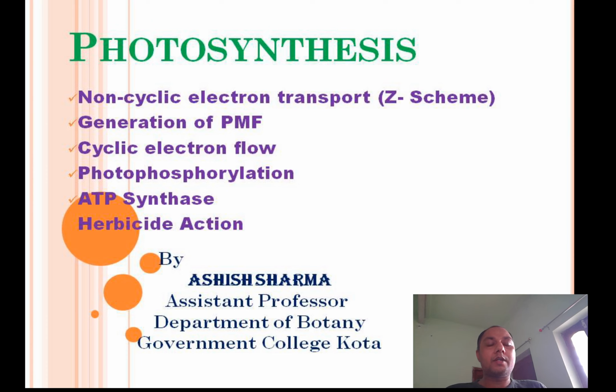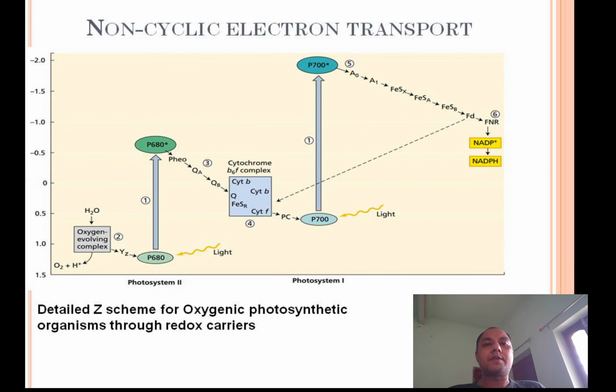Now, what kind of herbicides are there which inhibit this light reaction, and at which place do they create the inhibition? All these things will be discussed: how ATP is synthesized, what photophosphorylation is, and what PMF is, the so-called proton motive force. All these things we will discuss in these slides. So we are going to start with the non-cyclic electron transport.